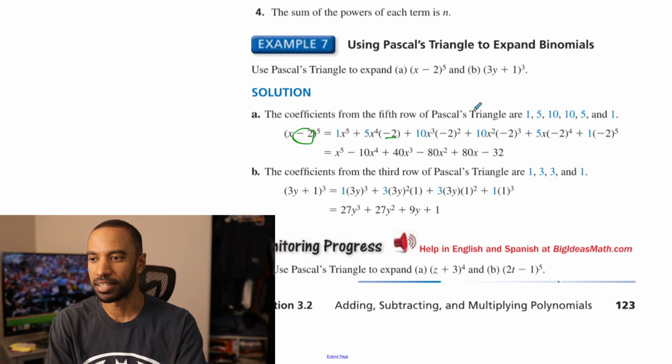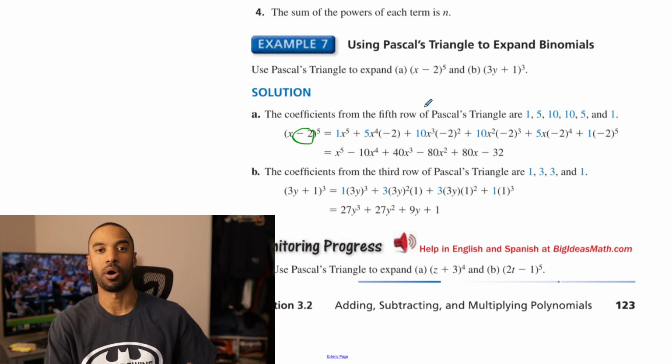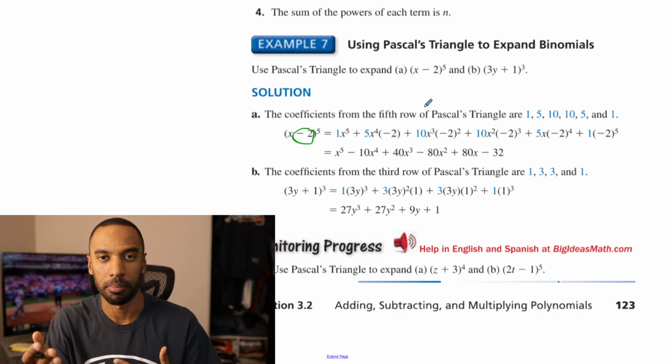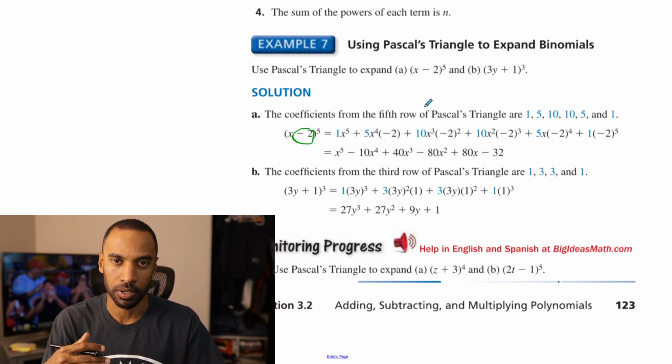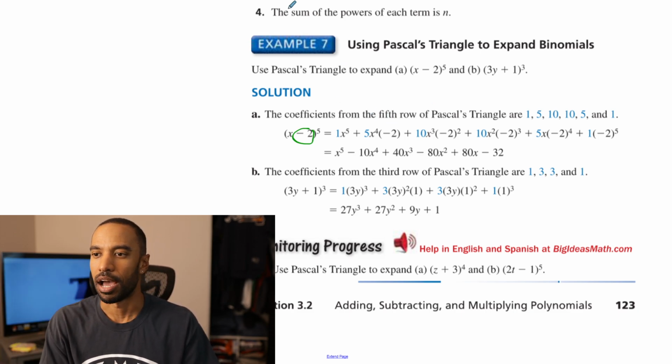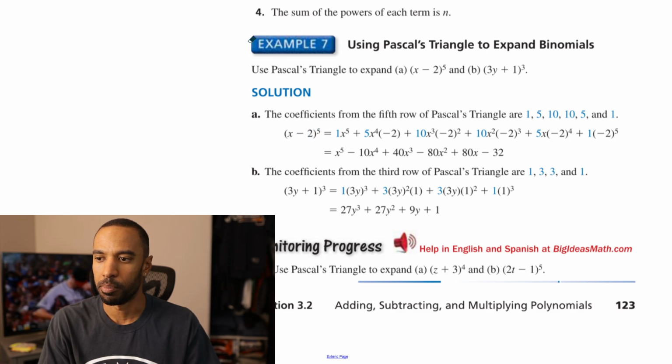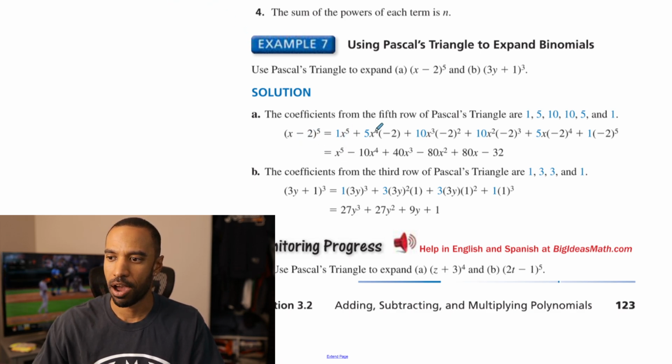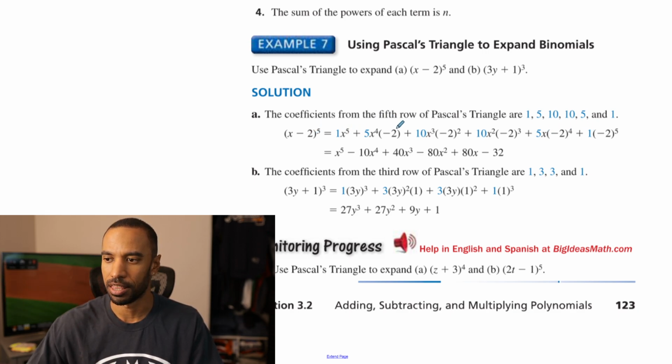Now, what we really practiced in the last section was knowing that negatives raised to an even power are positive. Negatives raised to an odd power are negative. Keep that in mind. Now, x is going to be raised to the 5th power, then 4th, 3rd, 2nd, 1st, and 0 power. Negative 2 is raised to the 0 power. You can't see it. Then the 1st power, 2nd power, 3rd, 4th, and 5th.